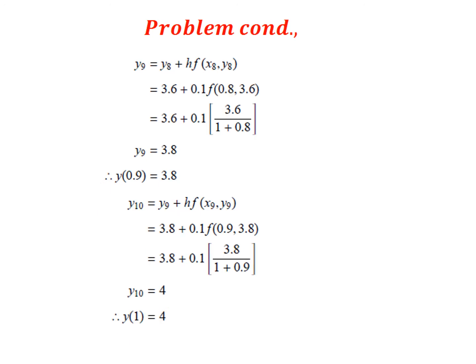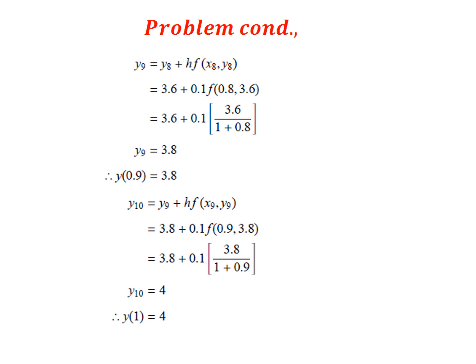Now we move on to y9. Y9 formula is by Euler's algorithm, y8 plus h into f of x8 comma y8. Substitute all the values from the previous slide itself. I got x8 and y8 value, no? So x8 is 0.8 and y8 is 3.6. After finding this f of 0.8 comma 3.6, I will get this value 3.6 by 1 plus 0.8. This simplification gives y of 0.9, that is y9 value is 3.8.